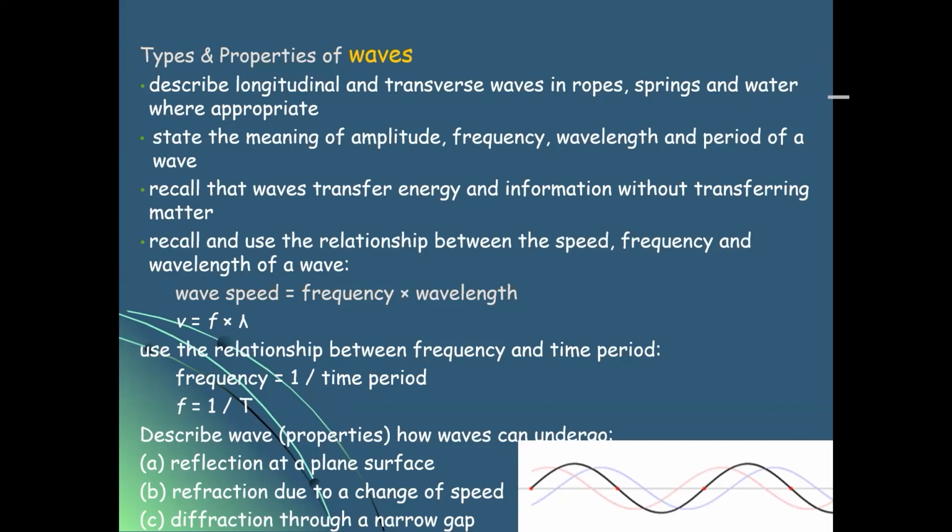Recall and use the relationship between the speed, frequency, and wavelength of a wave. Wave speed equals frequency multiplied by wavelength. V equals f times lambda. Use the relationship between frequency and time period. Frequency equals 1 over time period.